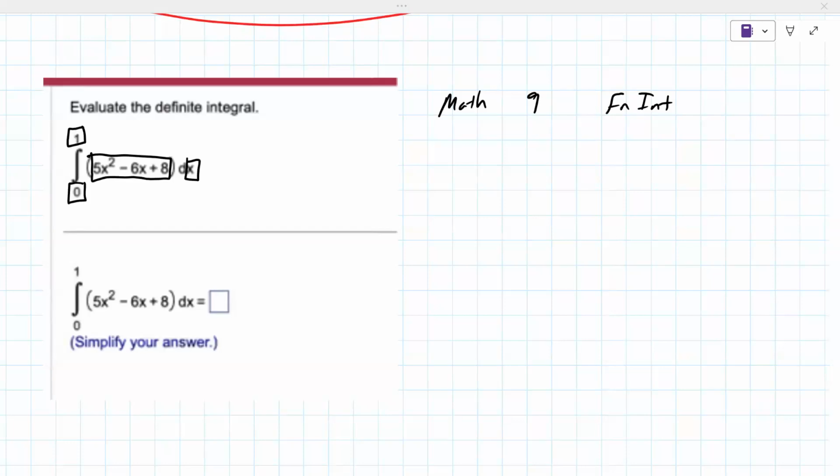I got 6.66666. So there's another thing: hit math, enter, and that will convert it to a fraction. Hopefully you get, sorry, I'm a little slow on my side here, 20/3. Yeah. All right.